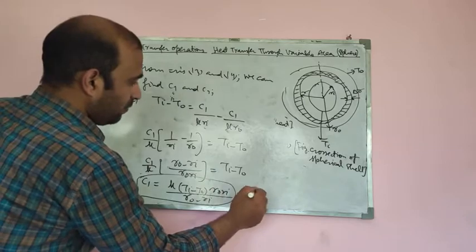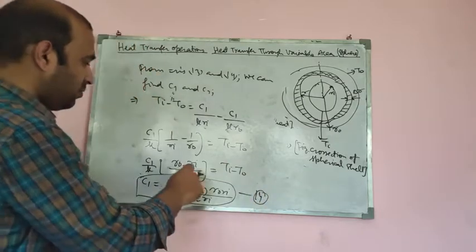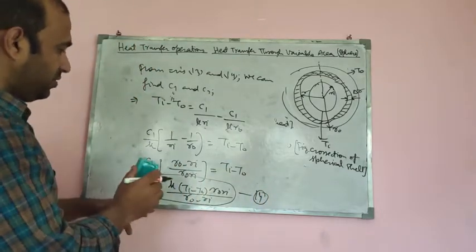So this should be the value of the first integration constant. I will call this, let's suppose, equation 14. This will be the value of the first integration constant C1.